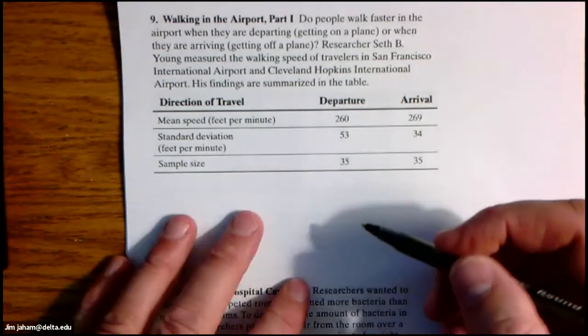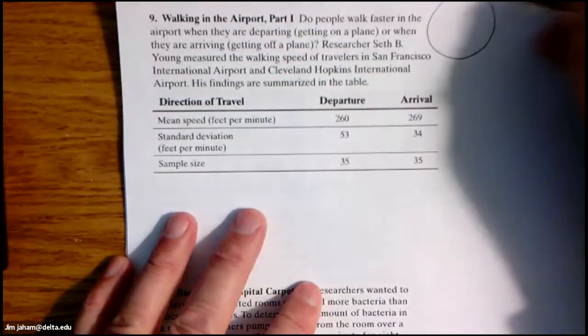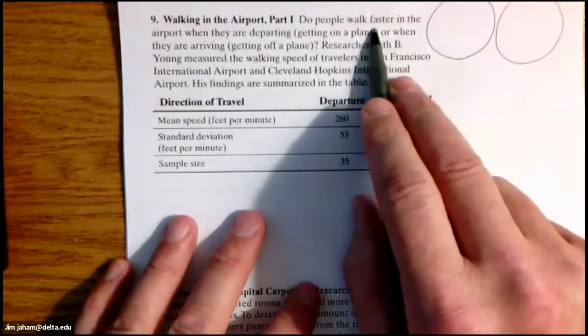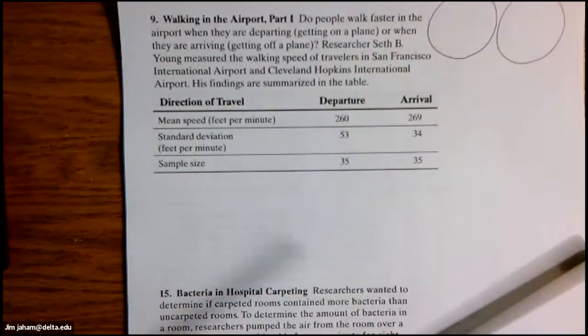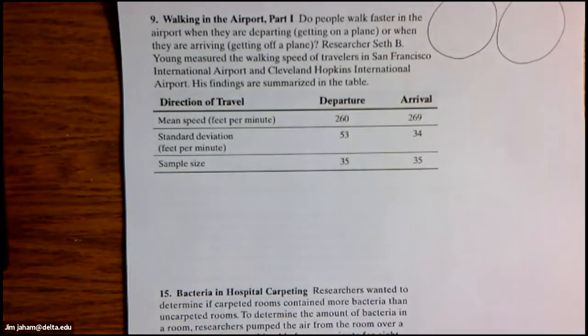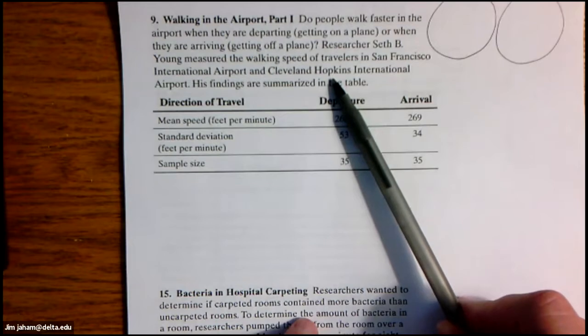So you have 2 populations. Do people walk faster in the airport when they're departing, getting on a plane, or when they're arriving, getting off the plane? And so researcher Seth Young measured the walking speed of travelers. I don't know how he did this. Maybe figured out how much distance they traveled in, say, 10 feet. And he just was sitting there with a stopwatch, calculated the speed at that point. This was at the Cleveland International Airport.